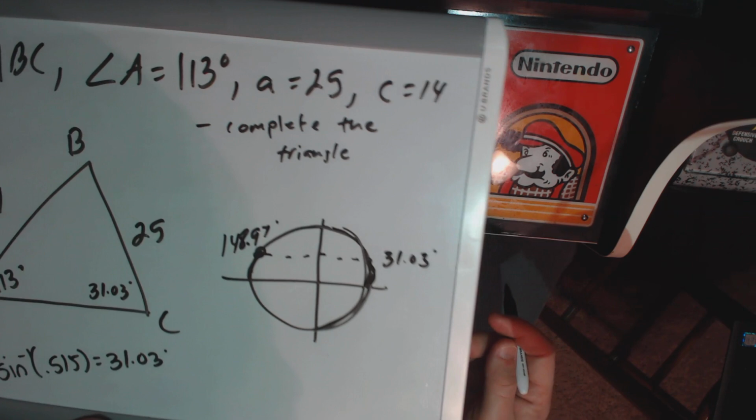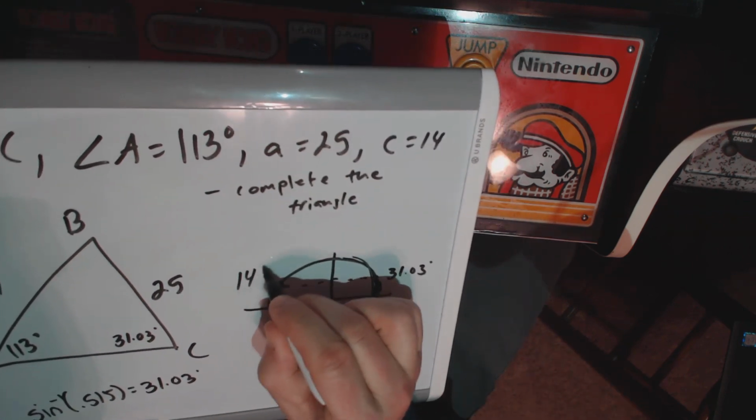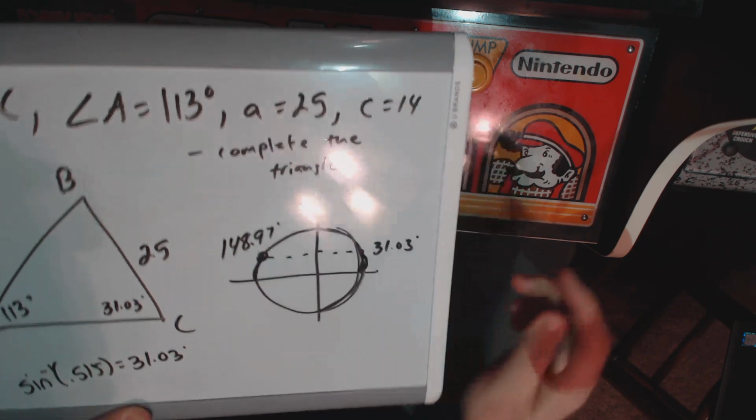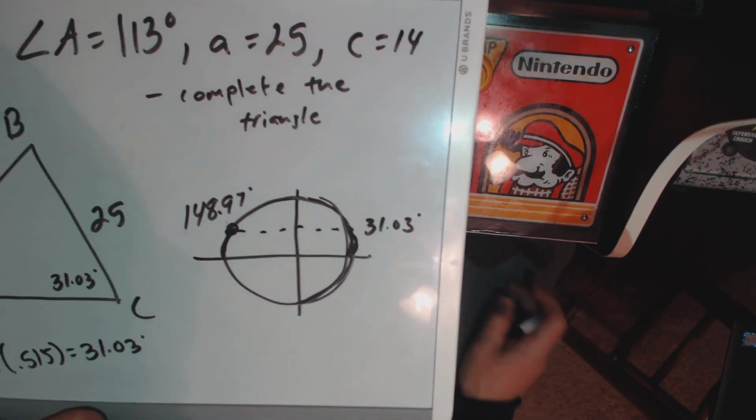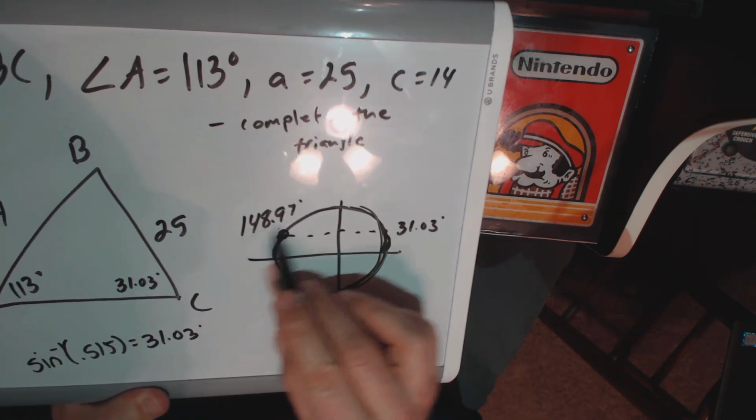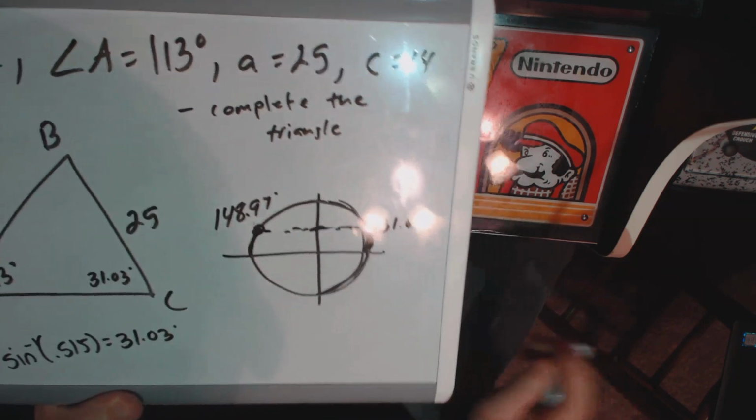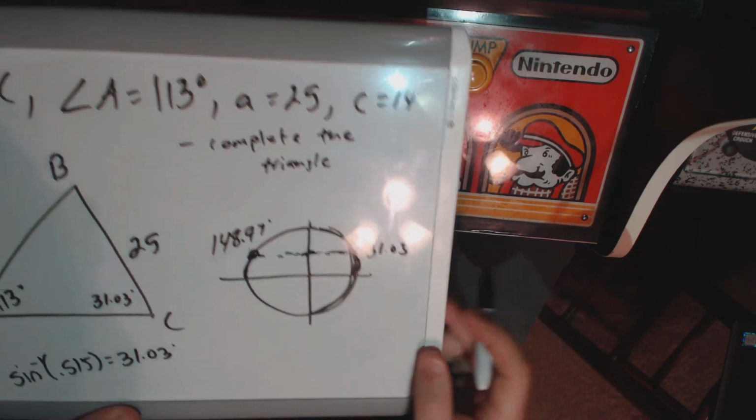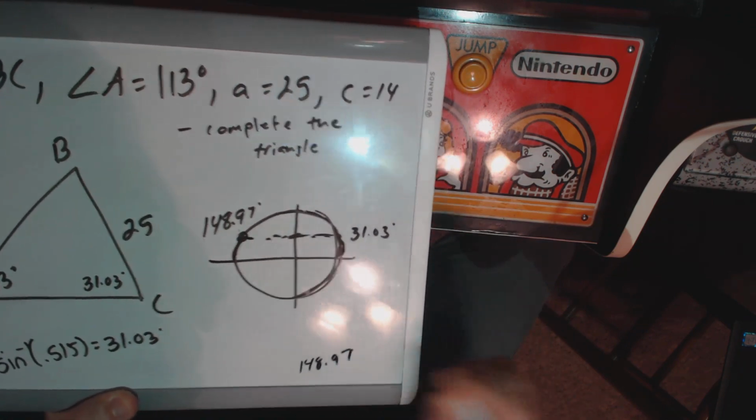So here's the point of that, okay? Let me write that a little better. Sorry. 148.97, okay? Here's my point. You can check me on that, but 31.03 and 148.97, if you type them in the calculator, they're going to have the exact same sine because they line up as the same y's, right? Okay, so my point is this, 148.97.